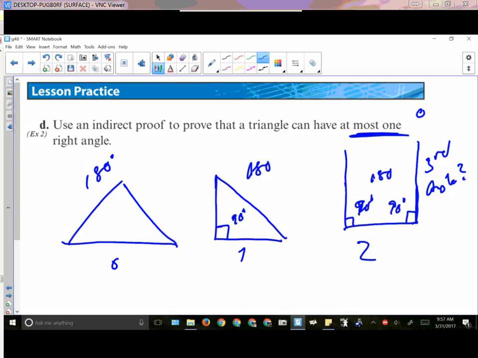So if the third angle isn't there, do I have a triangle? Well, so there you go. There's another way of looking at it, that the sum of the angles is 180 degrees. Two right angles is 180 degrees. Don't have a third angle. Can't do it.